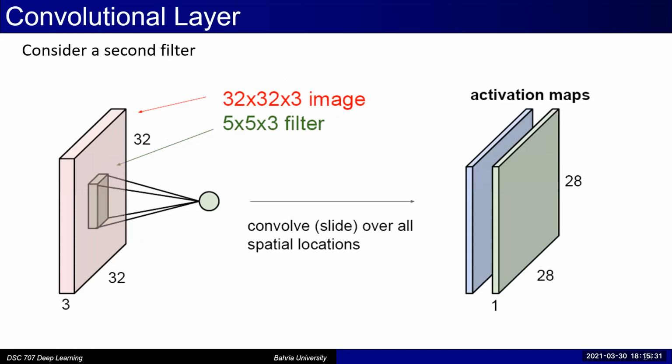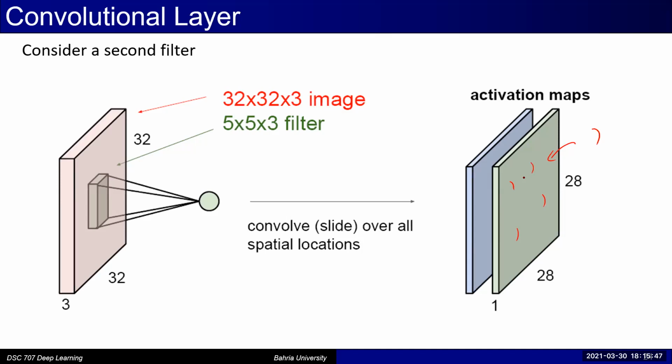And why do we have this terminology? Because if your filter is searching for a specific feature, for example if this is looking for a feature like this, it will have a high response in those areas where the feature is present, right?